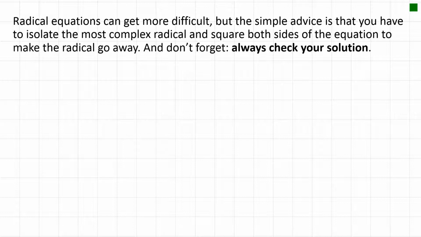But the most simple and straightforward advice that I can give you is to isolate the most complex radical and then square both sides of the equation to make that radical go away. And then don't forget, always, always, always check your solution or solutions, because there might be more than one solution to some of these equations.